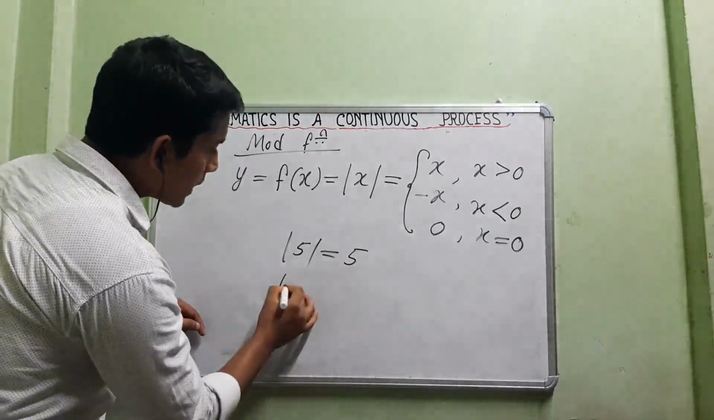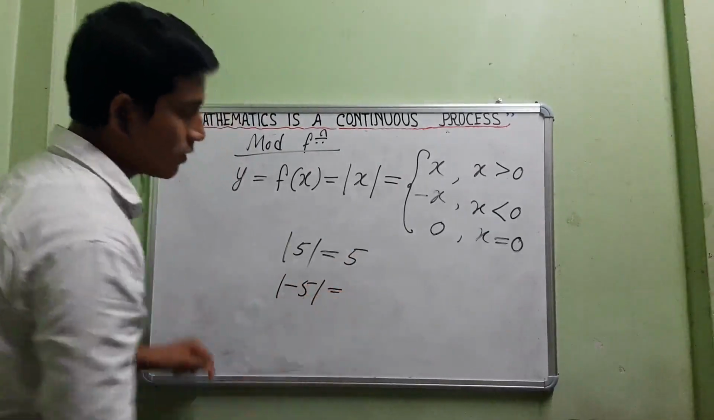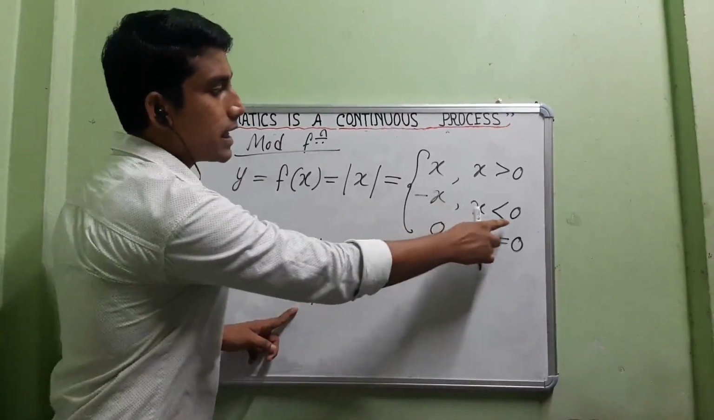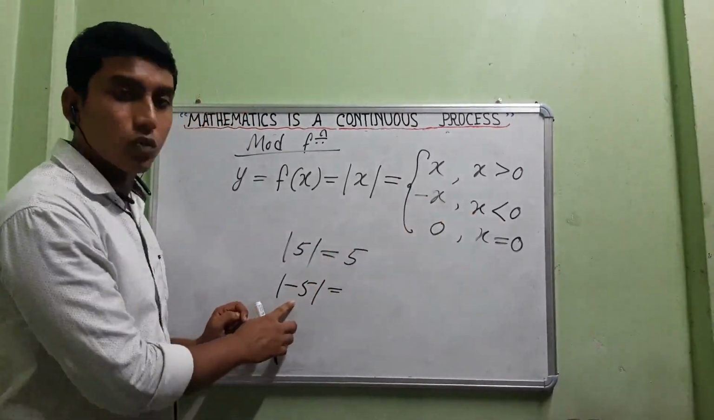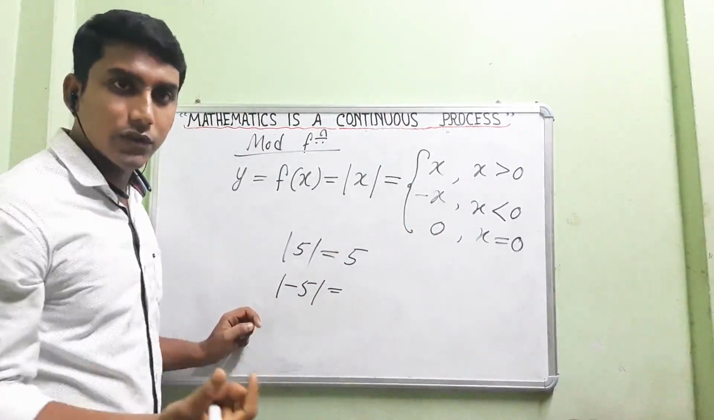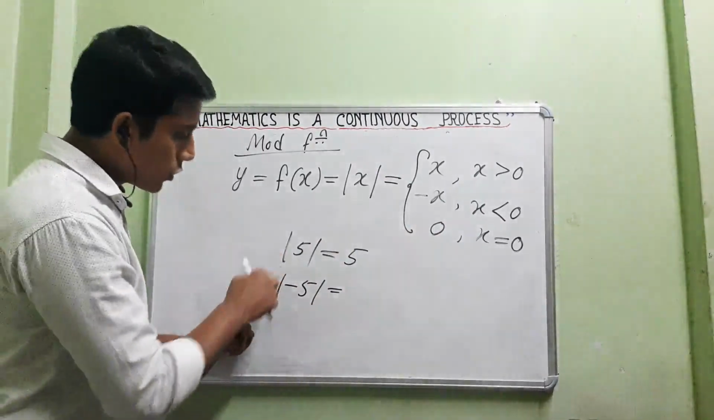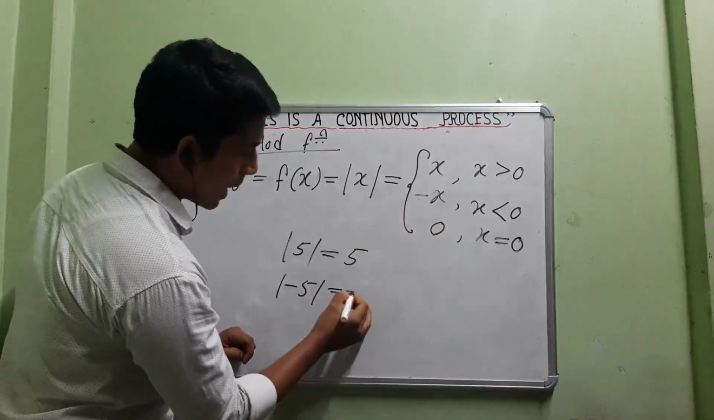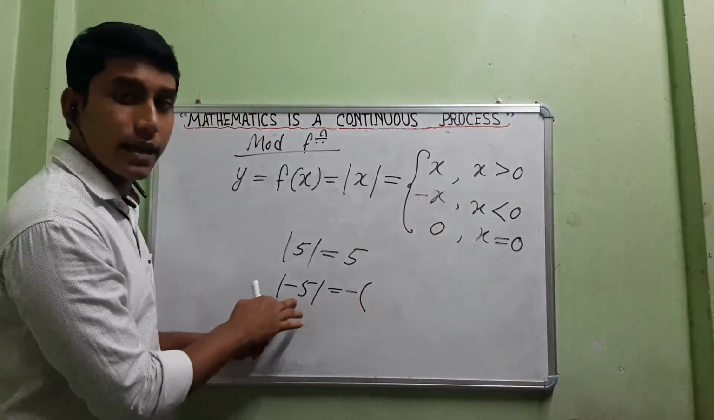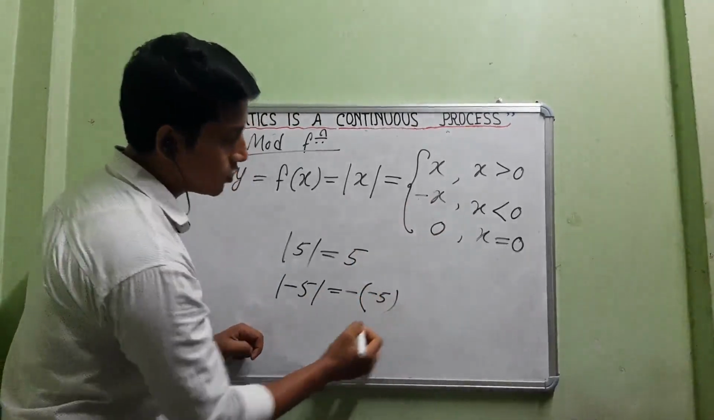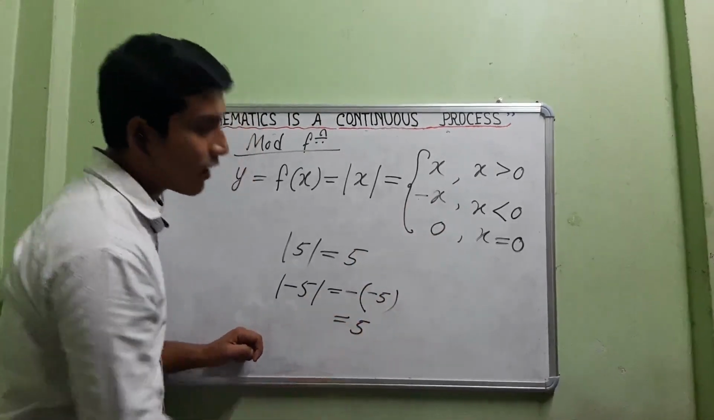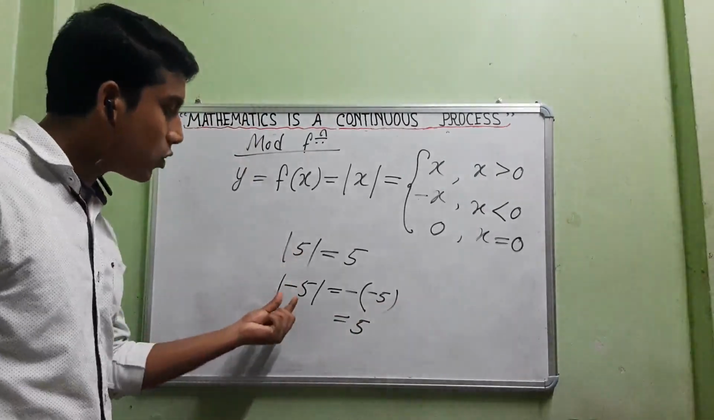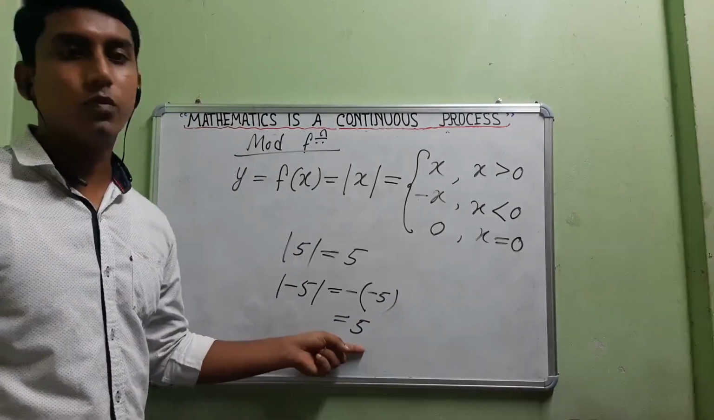But if I take mod of minus 5, see the condition. If x is less than 0, so here in place of x, what is there? Minus 5 is there. Minus 5 is less than 0. So mod of minus 5 will be minus of x. What is x there? Minus 5. Don't get confused. So obviously it will be again 5 only. Whatever the values, positive or negative, if it goes inside the mod, it will come out as positive.